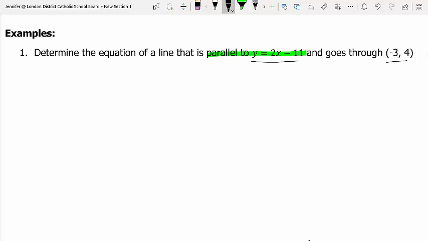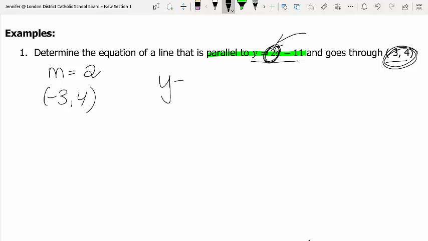So remember, parallel lines have the same slope. So if our line has to be parallel to this line, it must have the same slope. Okay, so we know the slope of our line is going to be 2. And we know a point that our line goes through. So from the last lesson, think about how you'd find the equation of a line if you're given a slope and a point. Hopefully you thought of using the slope point formula. Okay, so we have our m value, and then -3 is p, and 4 is q.